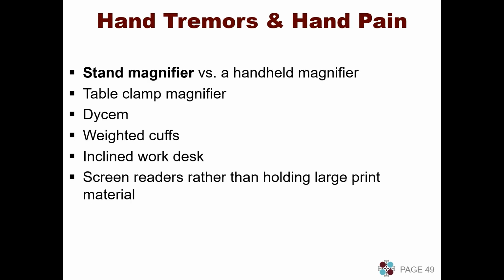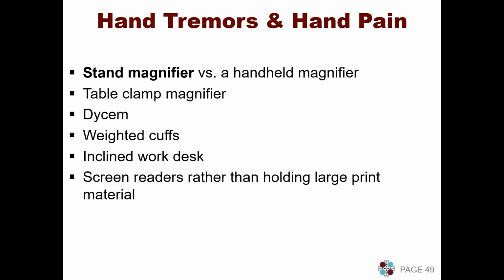When it comes to reading for individuals that may have hand tremors or hand pain, if they're using a magnifier to help them read, I would recommend the use of a stand versus a handheld magnifier. You just set the magnifier on the page and the focal distance is in place, and they don't have to maintain that working distance like they would with a handheld magnifier to maintain focus. It's recommended and better for more prolonged reading.